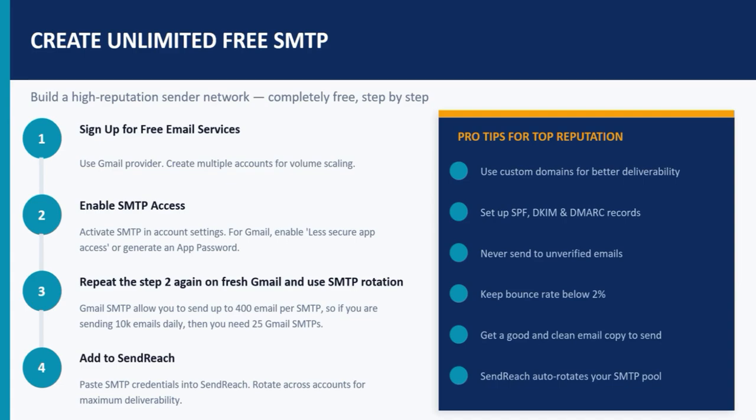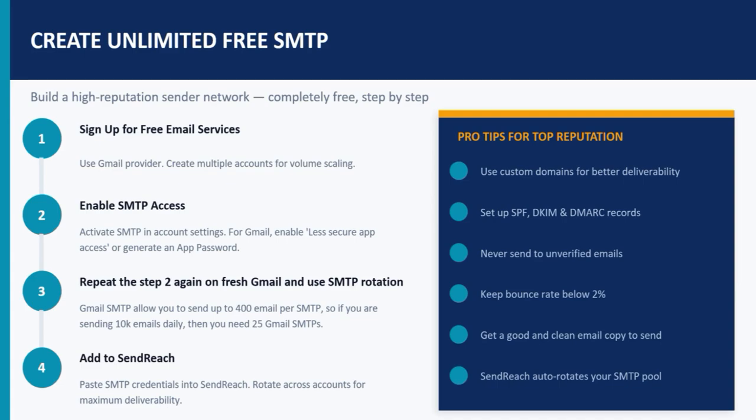Step 2, enable SMTP access. When you create a new Gmail account, you don't get the SMTP credentials immediately. You have to enable the SMTP access. How do you do that? You activate SMTP in account settings for Gmail, enable less secure app access, and also generate your app password. Your app password is the key access for you to use the SMTP of Gmail.